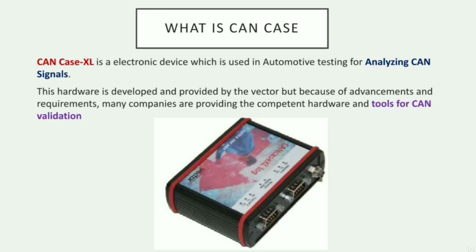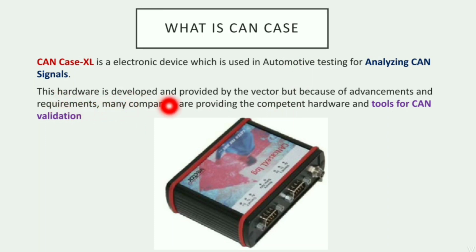Before that, what is CAN case? You would have worked on the CANalyzer tool, and you may have seen this kind of hardware, or the CAN card also. It will be smaller in size. Generally this is an electronic device used in automotive testing for analyzing CAN signals. The signals that CAN is transmitting and receiving, that is communicating, can be analyzed using this hardware. But what is the purpose of this CAN case XL? Yes, that we'll see in the next slides.